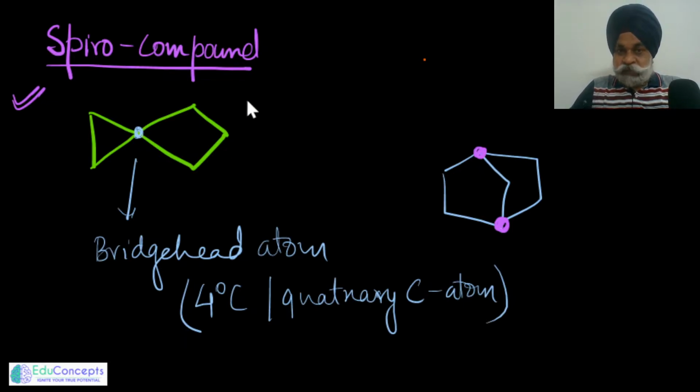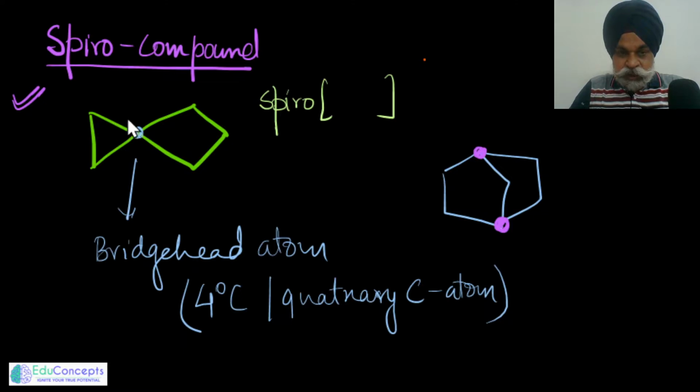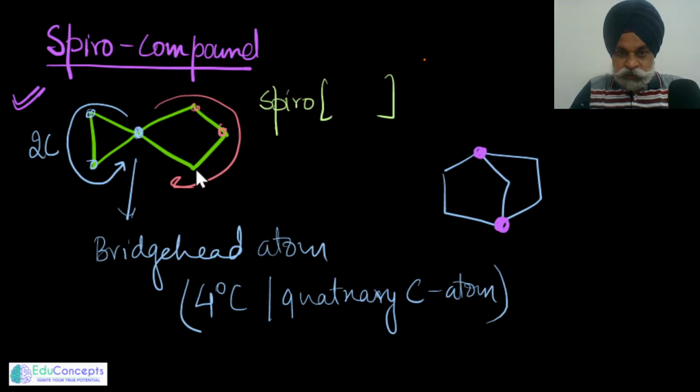Now how to name it? Naming is quite easy, as long as there is no substitution. You have to write first Spiro, then place the square bracket. Now what you have to see is, if I move from this side to this side, how many carbon atoms did I get? I got two carbon atoms here. And if I move from this direction to this direction, I got 1, 2, 3. So I got 3 carbon atoms.